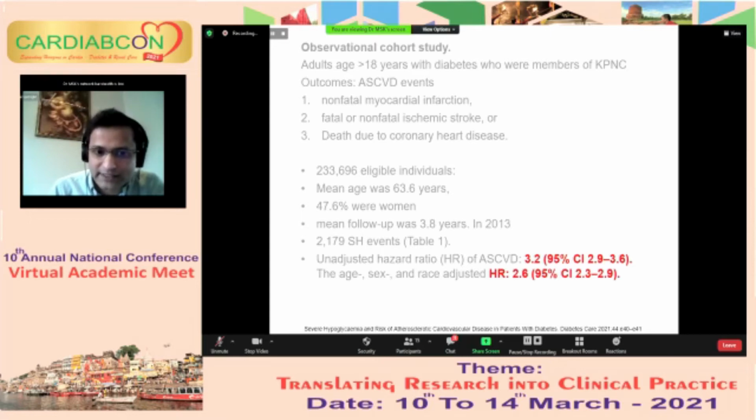And as you can see, the hazard ratio was quite significant for the atherosclerotic cardiovascular disease. It was 3.2. And then when it was adjusted for the age, sex, and the race, it still remains quite high. It's at about 2.6. So this is a reflection of what we saw in the observational studies and the epidemiological studies. This is also reflecting in the clinical practice.